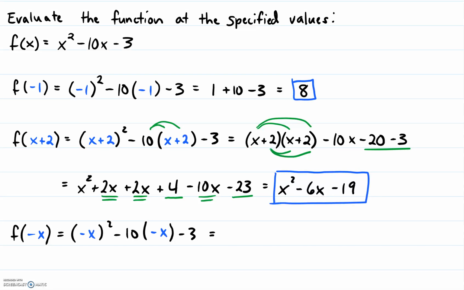And now we just need to simplify. It'll only be a couple of steps. Negative x times negative x will be positive x squared. Negative 10 times negative x is going to be positive 10x. And then the minus 3, we just rewrite that. Now we have no other like terms that we can combine, and so our answer is x squared plus 10x minus 3. And that's it.